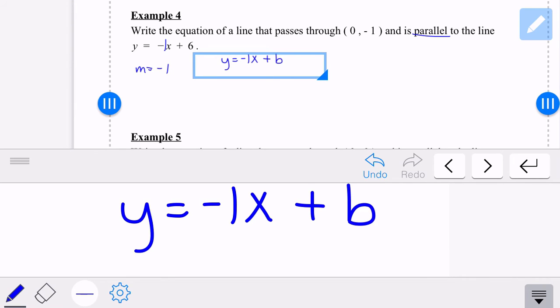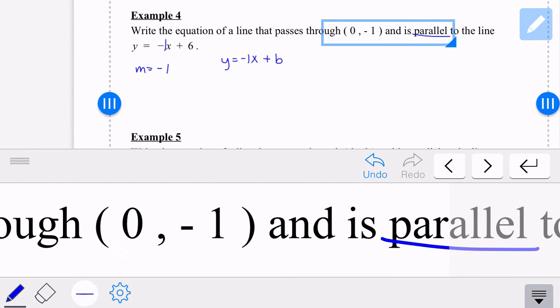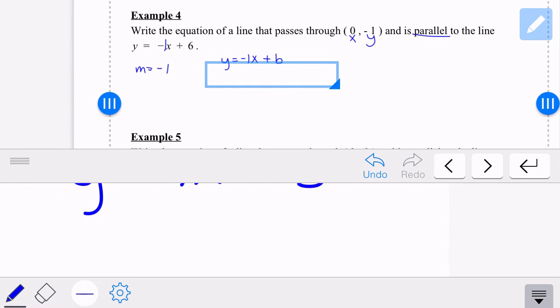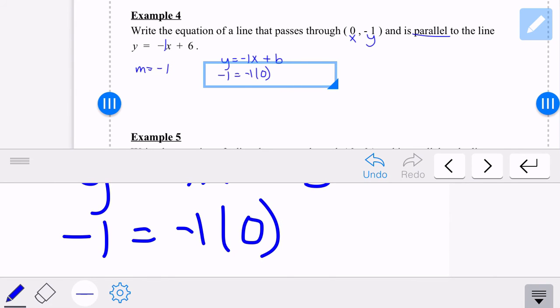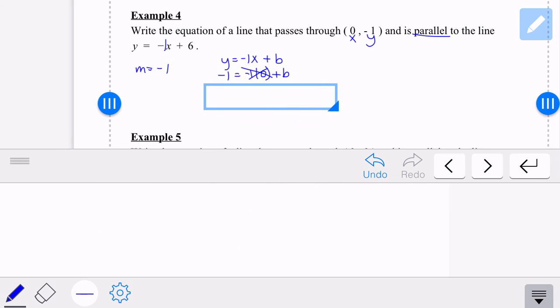But we don't know what b is this time, because it doesn't necessarily go through 6 or anything like that, but we do know it goes through 0, 1. So just like we were doing with slope-intercept equations before, we're going to use those numbers as an x and a y value. So y is negative 1, and then negative 1 times x, well, 0 is our x, and then plus b. So really that whole thing goes away since x is 0, and negative 1 equals b.